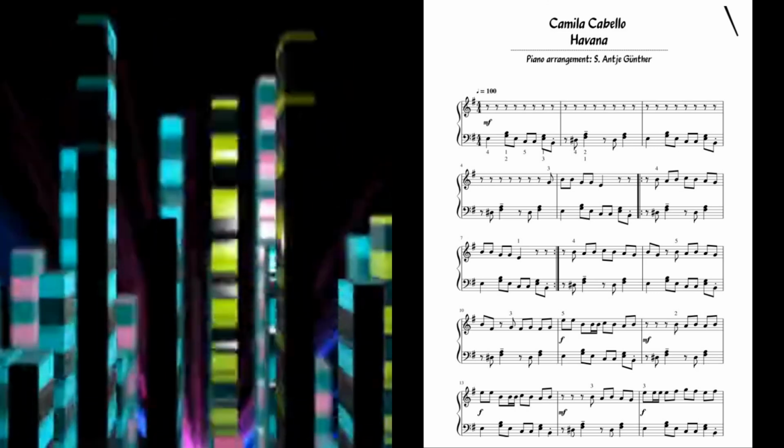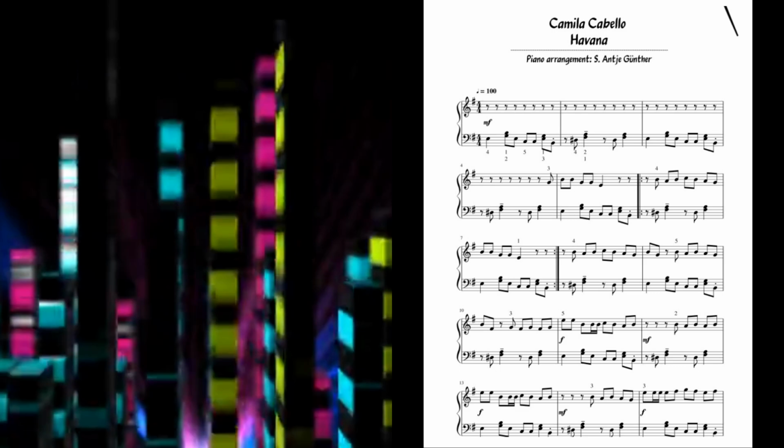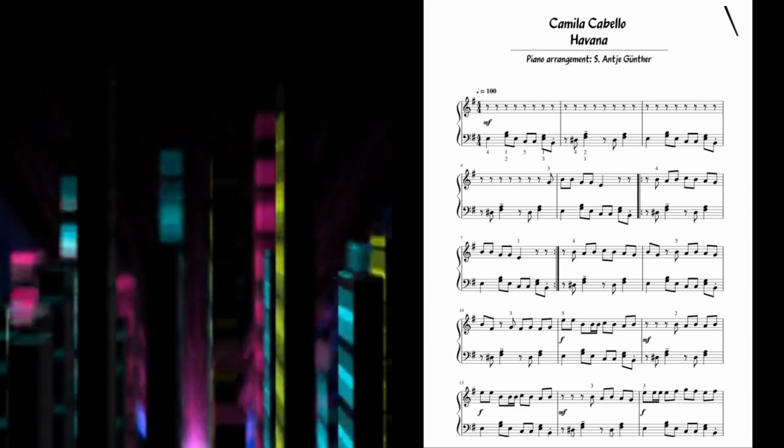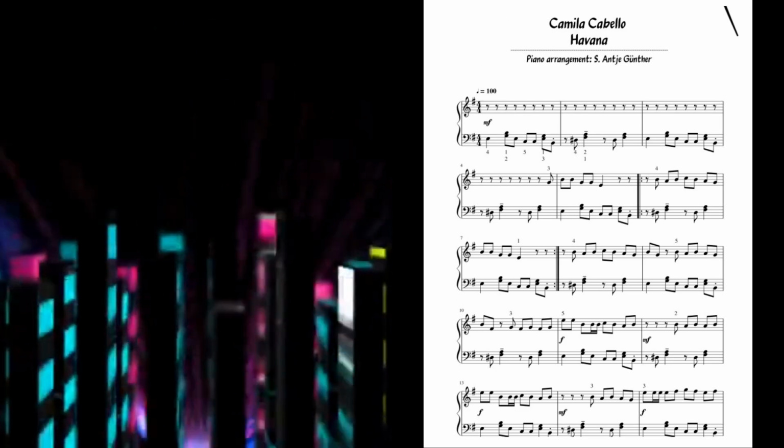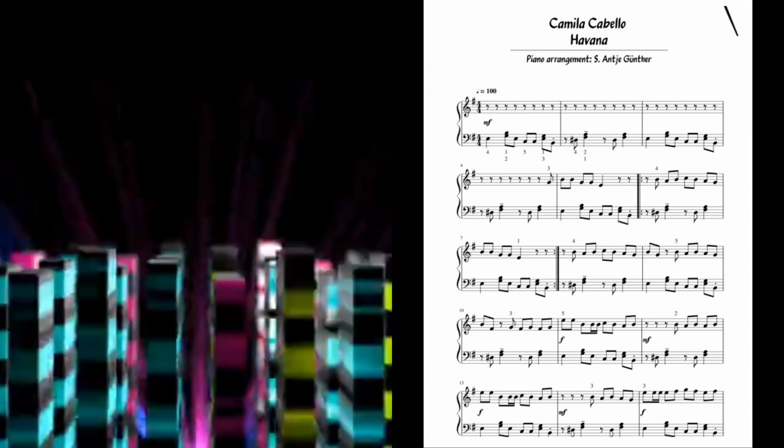Here is the rhythm pattern, but the melody is coming very freely.